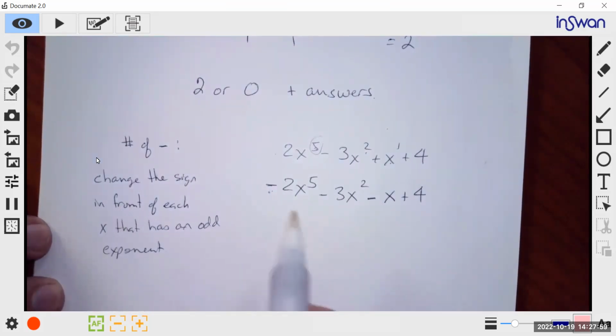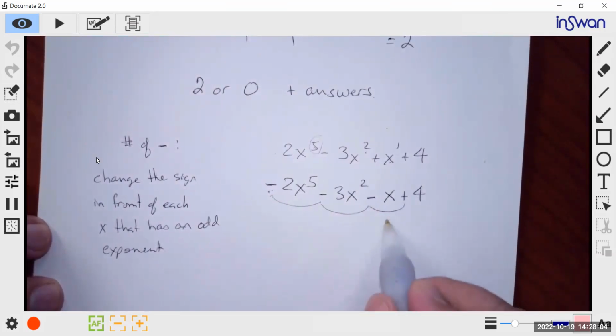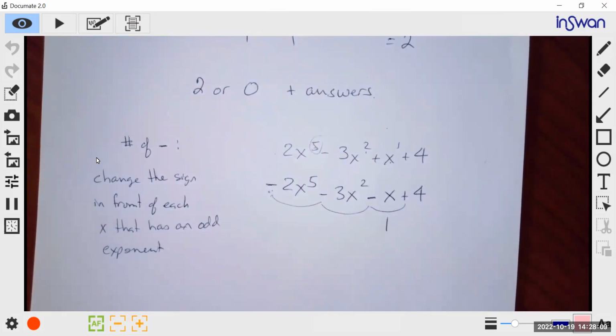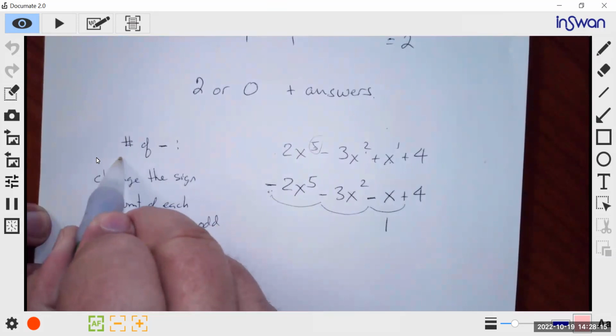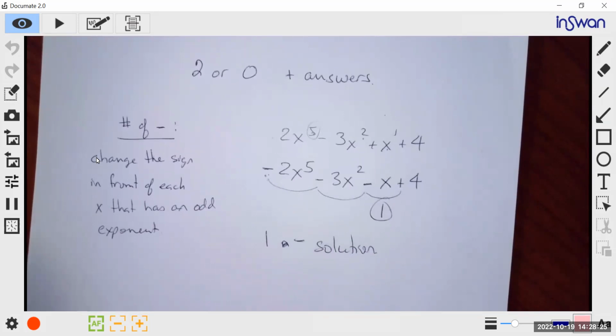Look at the number of sign changes. Negative to negative, nope. Negative to negative, nope. Negative to positive is 1. So for the number of negatives, we're going to have one negative solution. Why is that helpful? Because let's say our first answer was -1. Do we have to check any more of the negatives? No, we found our only negative answer.